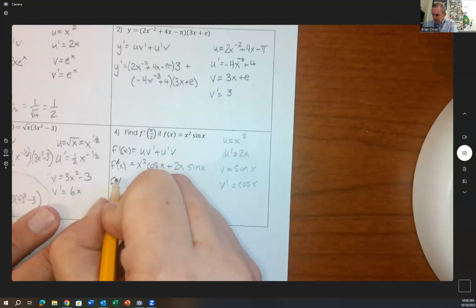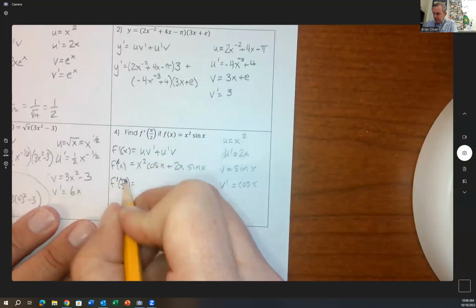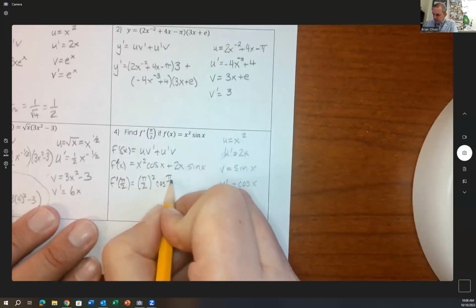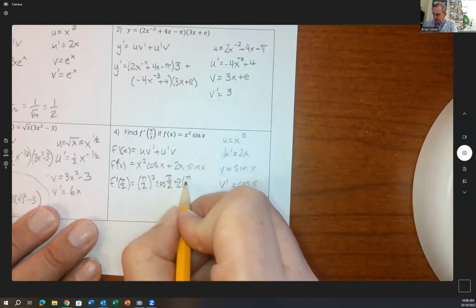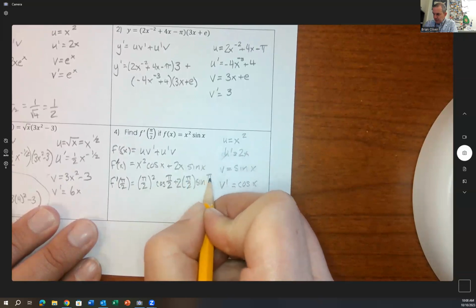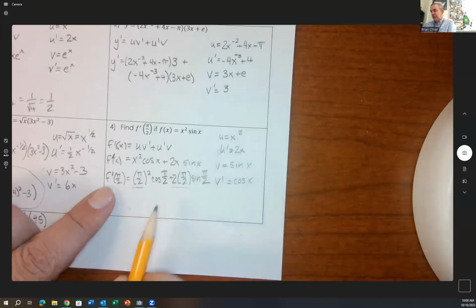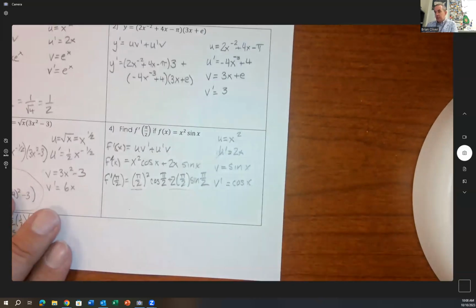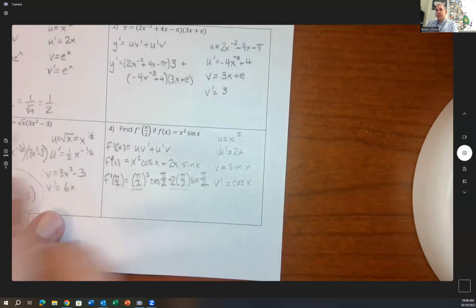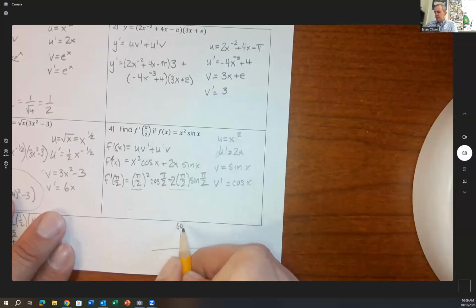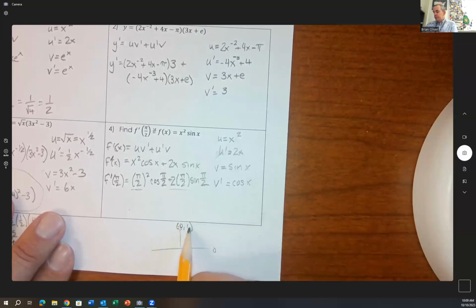f prime of pi over 2. You got to know your unit circle. That's going to be pi over 2 squared times cosine of pi over 2 plus 2 times pi over 2 times sine of pi over 2. And this is going to be one of these cases where you can't stop there. I can leave this piece and technically that piece, but I got to simplify the cosine stuff because that's technically a function call. So if you remember, pi over 2 is going to be on the unit circle, here, so the coordinates of that point are 0, 1. So that tells me that the cosine is 0 and the sine is 1 at that point.